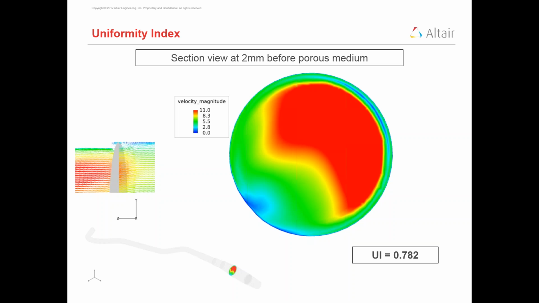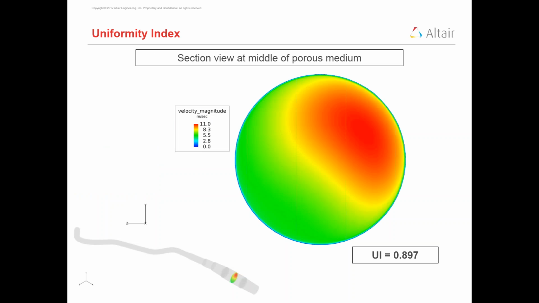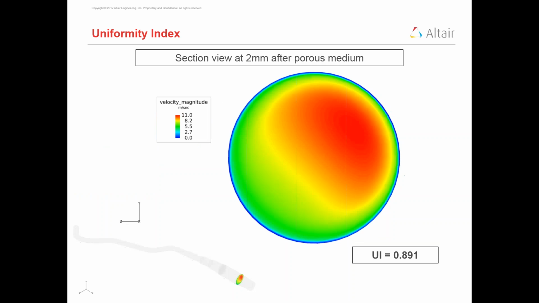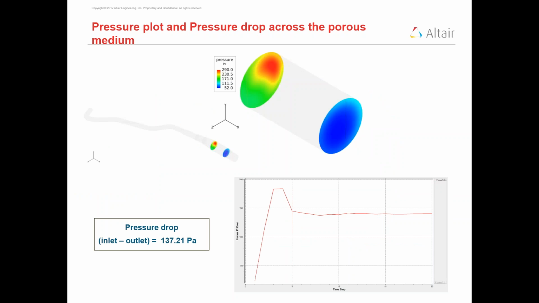So this is the section view at 1 mm. This is the section view at the middle of the porous medium. You can see how uniformly the circulation has been done. It's around 0.897. Then the section view at 2 mm after the porous medium. So this is the pressure drop of the complete system, that is inlet minus outlet. This is the pressure drop of the porous medium, 137 pascals.